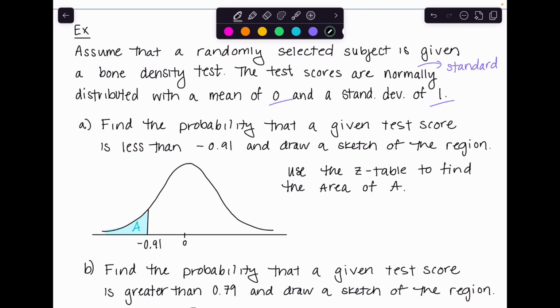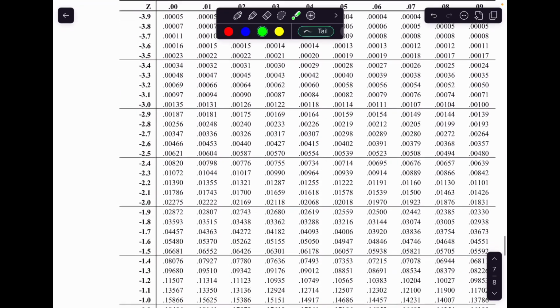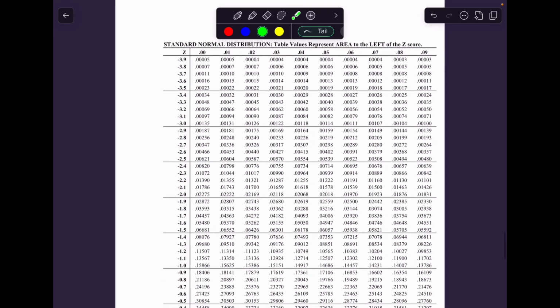Okay. And if I go through and do that, I need negative 0.91. So here are my negative values. I have to go to 0.9, which is right down here. And then I need 0.91, so that is that second value. So this is the area to the left of 0.91.